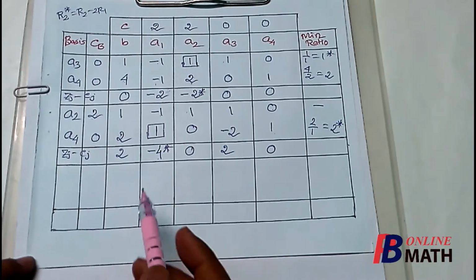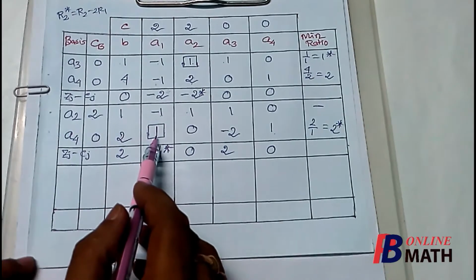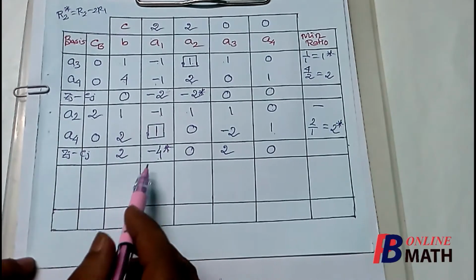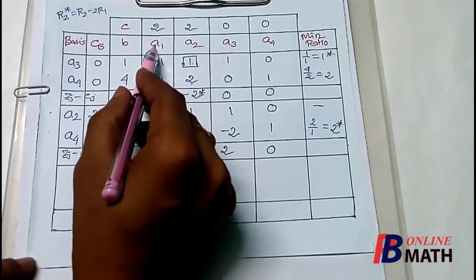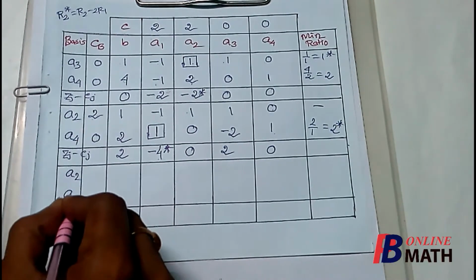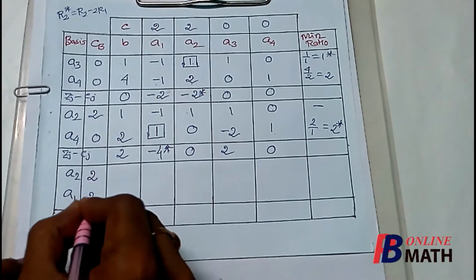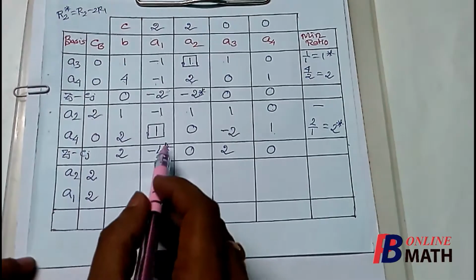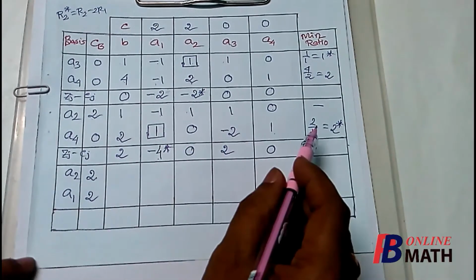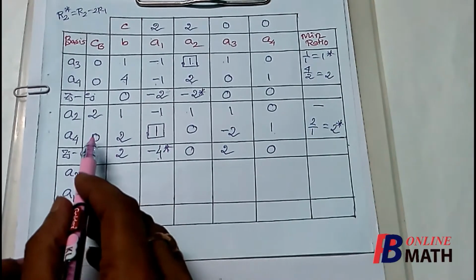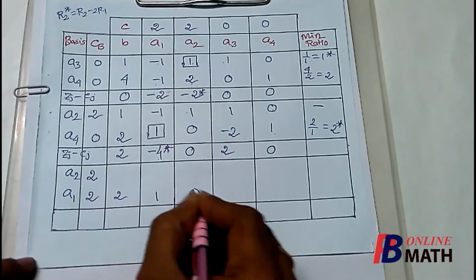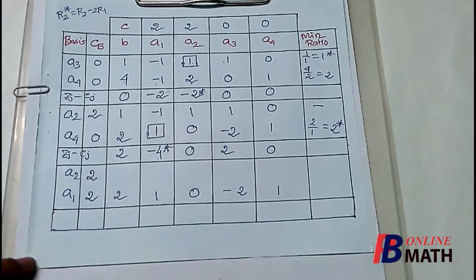So in the next step we have to make this key element 1 and all the other elements in this column 0. Now in the next step the vector a4 is replaced by a1. So the new set of basic vectors are a2 and a1. Corresponding cost values are 2 and 2, which can be found here. Since this key element is already 1, there is no need to change the elements in this row. So we shall keep all the elements in this row as they are: 2, 1, 0, minus 2, 1.